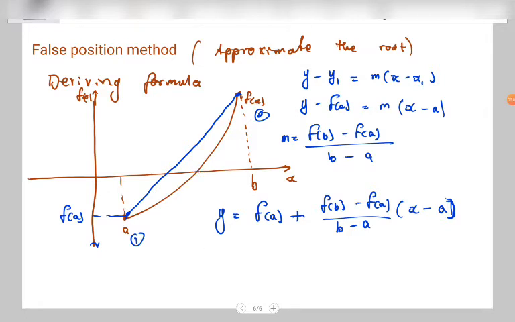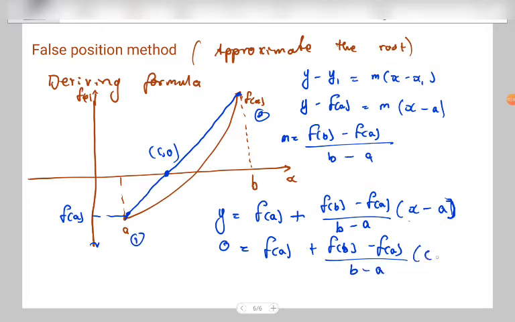So here y is 0, the point, this point y is 0, and our x is c. So this y here is going to become 0, and this x here is going to become c, is the point we are looking for. So this is going to be 0 is the same as f of a plus (f of b minus f of a) divided by (b minus a) multiplied by (c minus a). Further, to find the value of c, the subject of the formula.